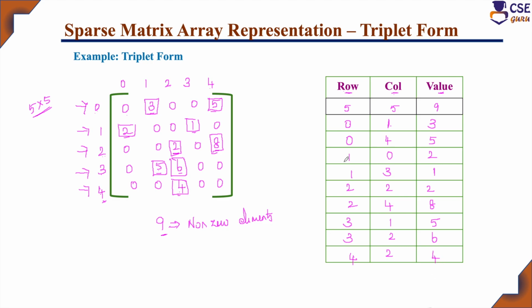So this is the triplet form. This is the triplet table. In triplet form, we represent row, column, and value. These three represent the triplet form. The first row represents the total number of rows, which is 5, the total number of columns, 5, and the total number of non-zero elements, 9. The remaining entries are the row index, column index, and the corresponding non-zero value. So this is the triplet representation.